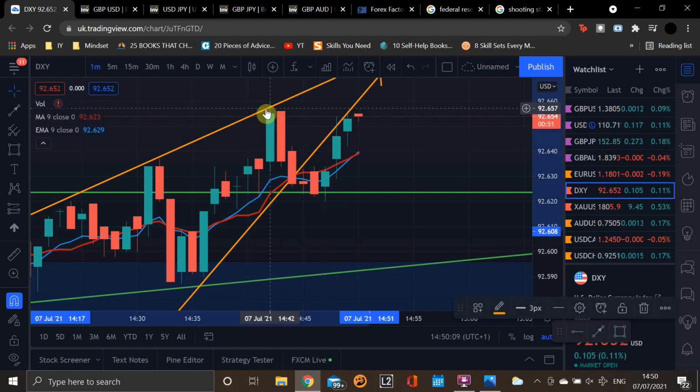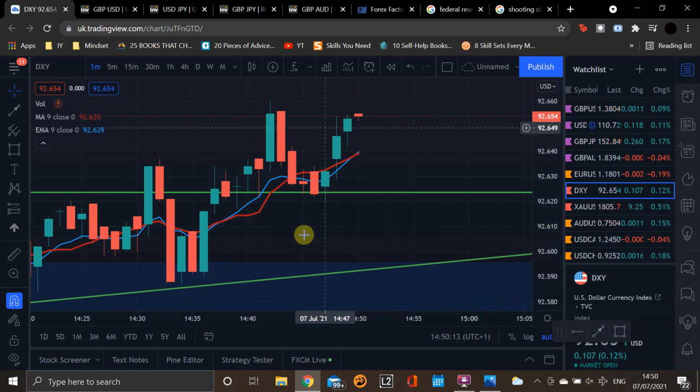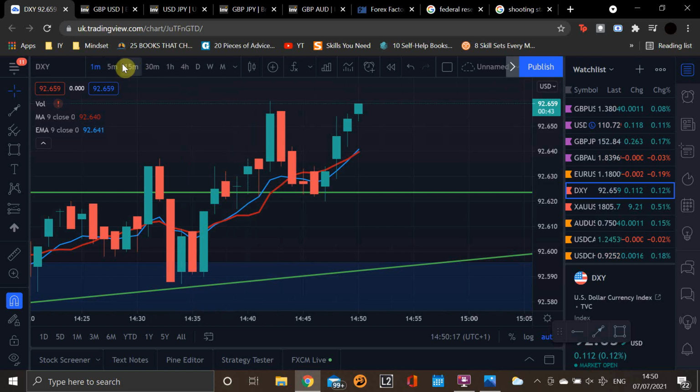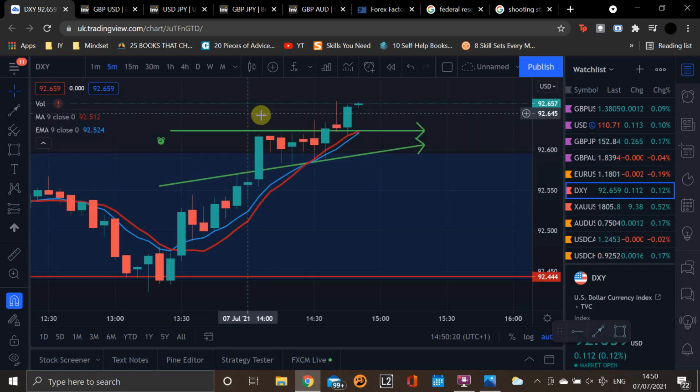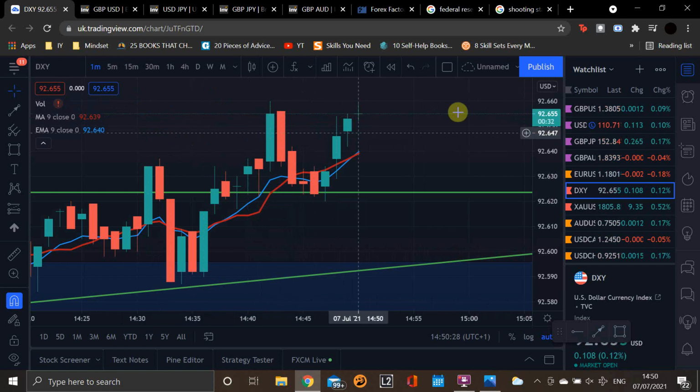So I'll take this pattern off. It seems that this pattern was the legit one, this ascending triangle. It broke out of the box and it broke out of this ascending triangle. Patterns are cleaner now. The candles are a bit cleaner, just slightly.